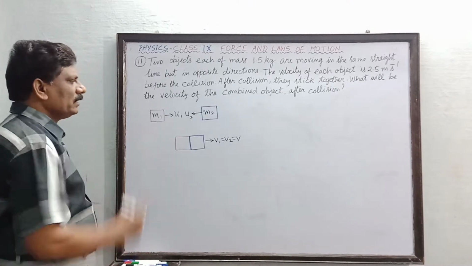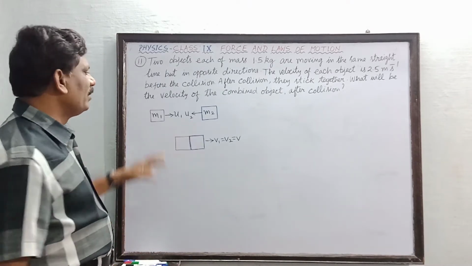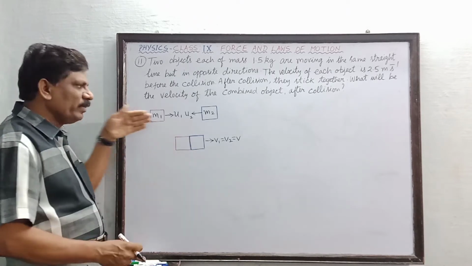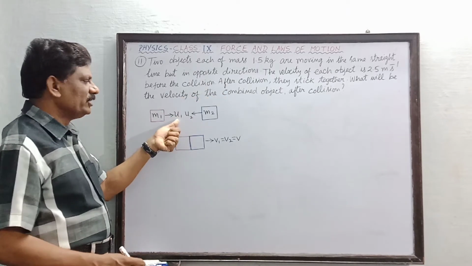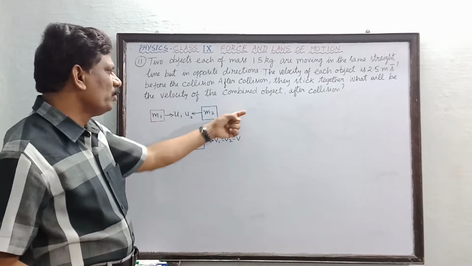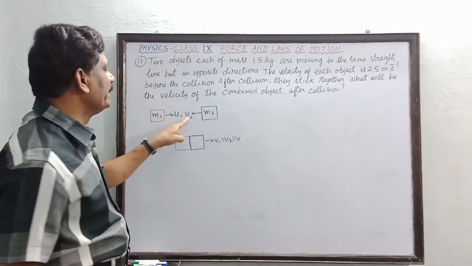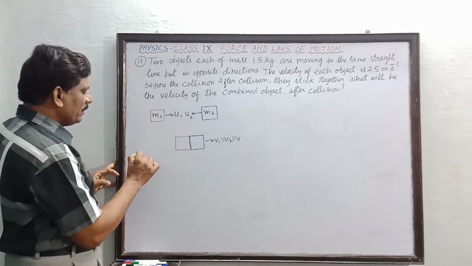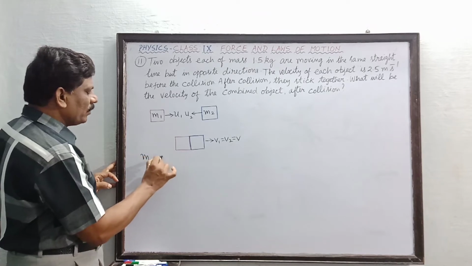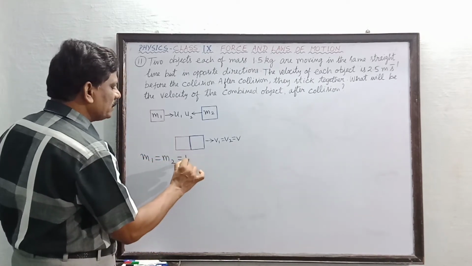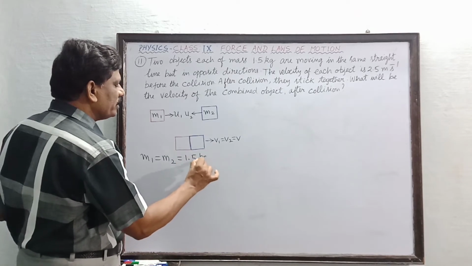So what are all the given quantities, in the form of a picture I have represented. First of all, m1 is the mass of the first body. It is moving in the forward direction with an initial velocity u1, and m2 is the mass of the second body which is moving in the opposite direction with the initial velocity u2. So first we will take m1 is equal to m2, that is equal to 1.5 kg.